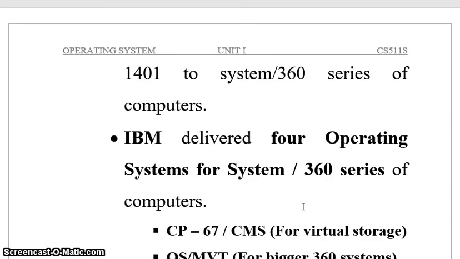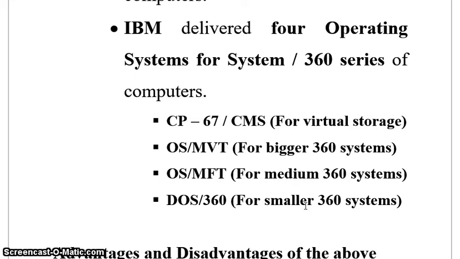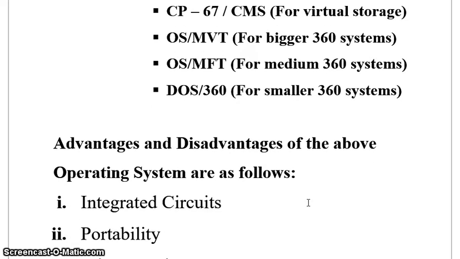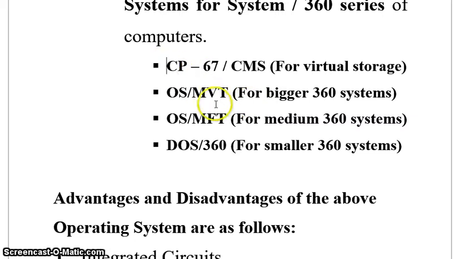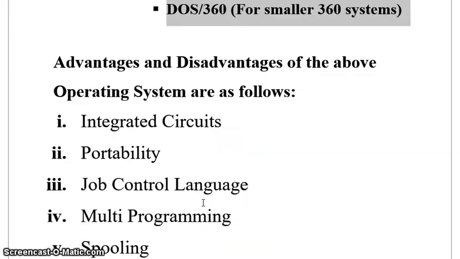Based on this, IBM delivered 4 operating systems for the System 360 series of computers. That is, CP-67-CMS for virtual storage system, OS-MVT for bigger 360 system, OS-MFT for medium 360 system, and DOS-360 for smaller 360 system. So these are the operating systems which were released for the System 360 series of computers. Now we are going to see the advantages and disadvantages of the above operating systems.